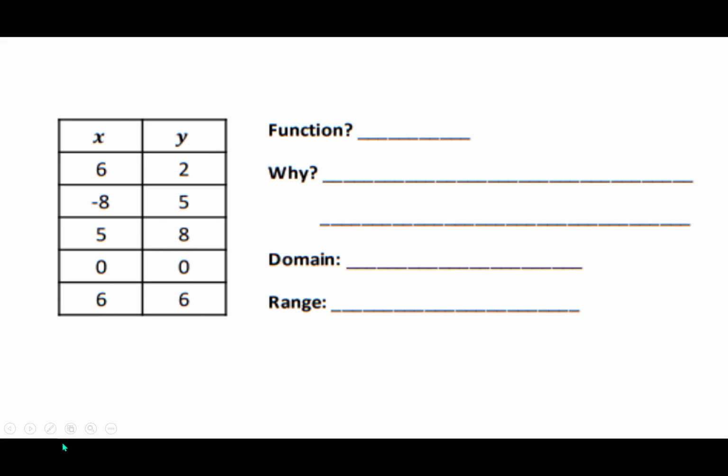But let's first look and see, is this a function? Okay, this is not a function, and why would I say it's not a function? Well, I've got 6 here, and I've got 6 here. Okay, do I have the same output or y value for those? No. So my 6 repeats twice with a different output each time. All right, so we're going to list the domain.